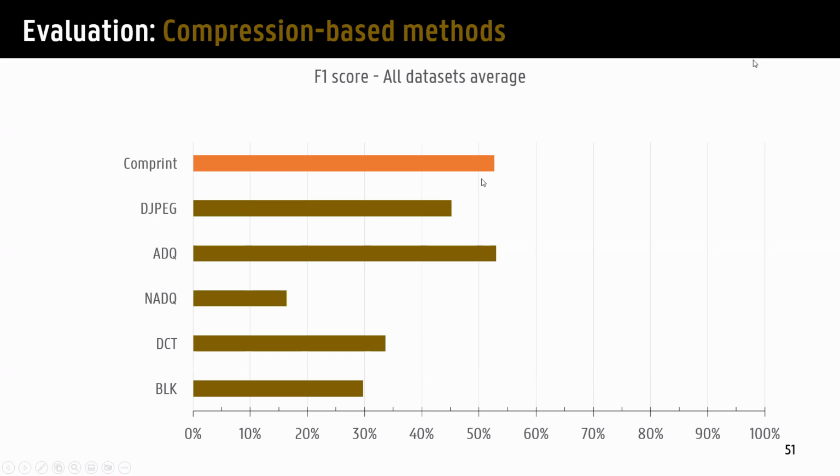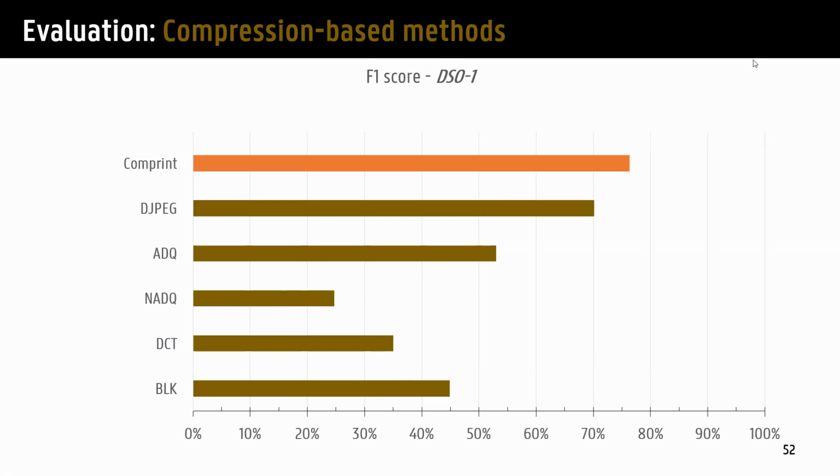But on the other hand, if we take a look at only the DSO1 data set, we see that suddenly Comprint performs much better than ADQ. And also the DJPEG method suddenly performs better than the others. So why is this? Well, we saw that in DSO1, actually, the methods that we used are trained with the Photoshop quantization tables, and ADQ and other methods do not take these non-standard quantization tables into account.